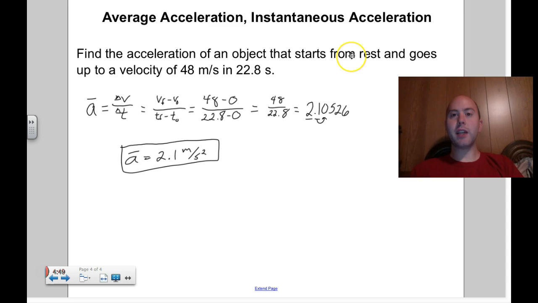Instantaneous acceleration, again, is just talking about the acceleration at that particular moment. But acceleration, very simple. Just remember the equation: the change in velocity divided by the total change in time. And you're done. That's it.